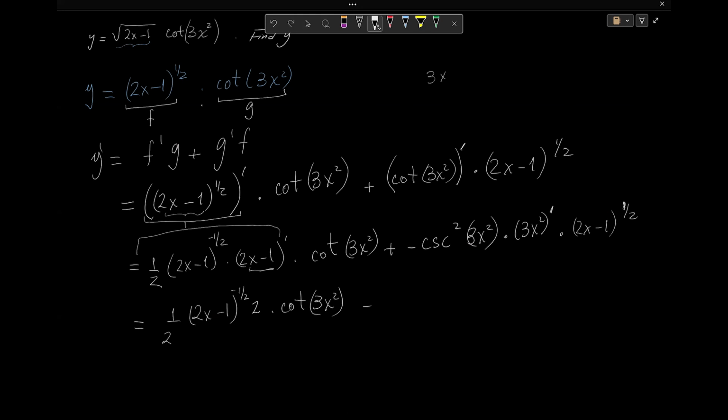We're doing 3x squared prime. The 3 comes along for the ride. The 2 gets dropped. X to 1 less power. So the derivative of 3x squared is 6x. So I'm going to move it to the front. Cosecant squared 3x squared times 2x minus 1 to the 1/2. Okay.